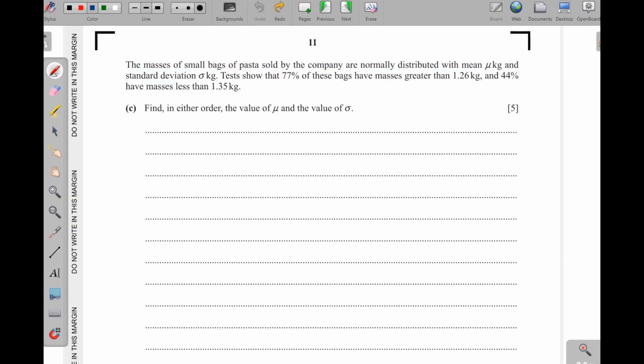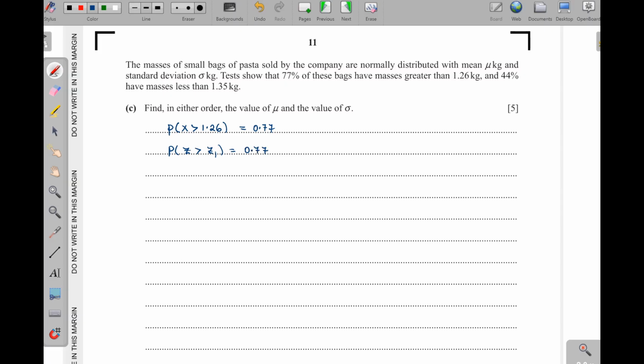Okay, now we have the probability of x greater than 1.26, which is equal to 0.77. This is what they said here. Now we need to standardize this. We have z greater than, we say z minus. We are going to have x, which is this 1.26, then minus the mean, then divide by the standard deviation. We don't know the z value that gives us this, so I'll just put here z1, which is equal to 0.77.